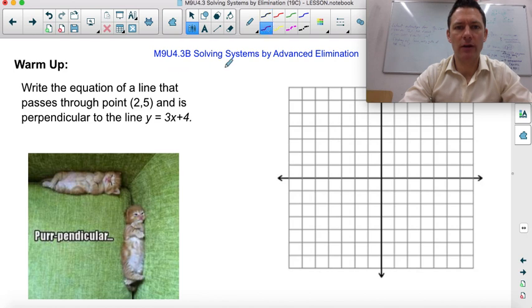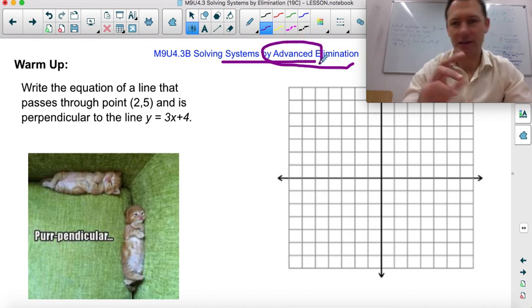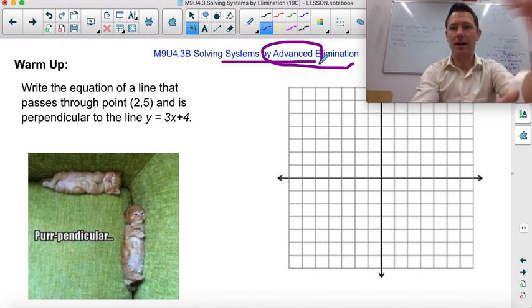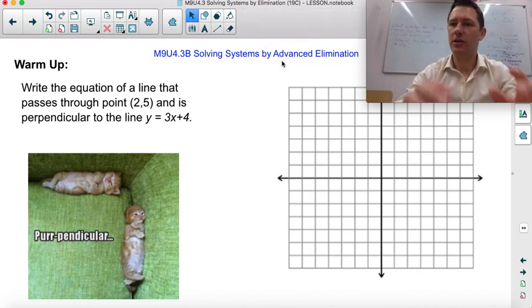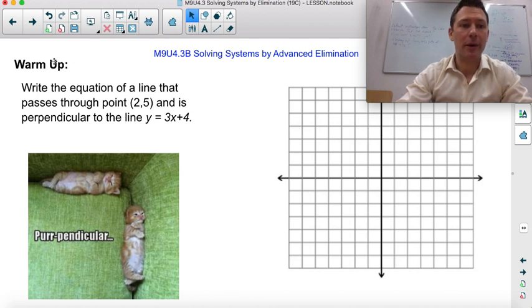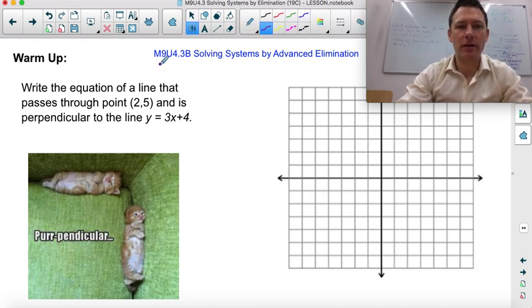We're checking out the second half of solving systems by elimination. This is advanced elimination. It's the same idea, just with a little trick ahead of time. Some of you are probably comfortable with it already. Some of you maybe need to see it in slowed down motion. So anyway, at the top of your notes, you can put 4.3b, it's part 2, solving systems using advanced elimination.